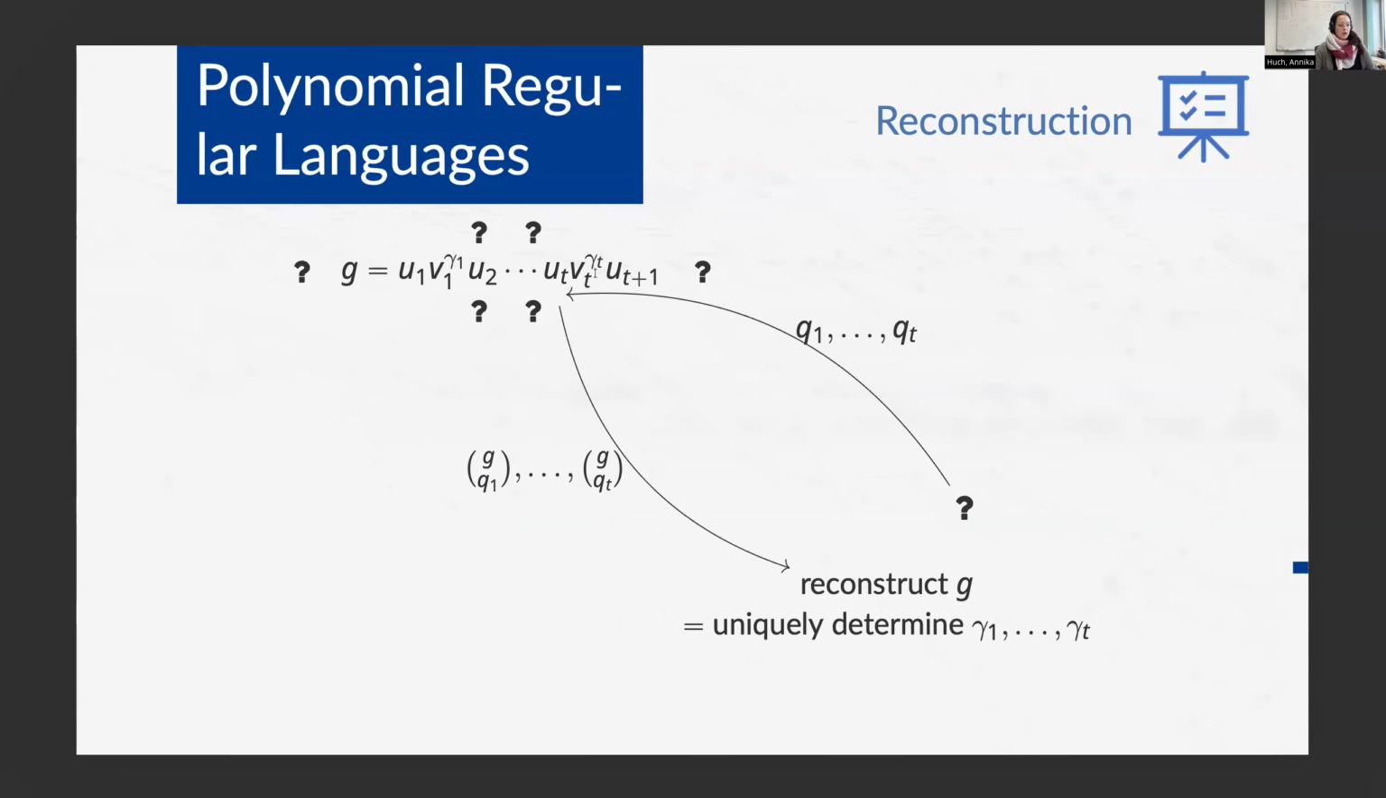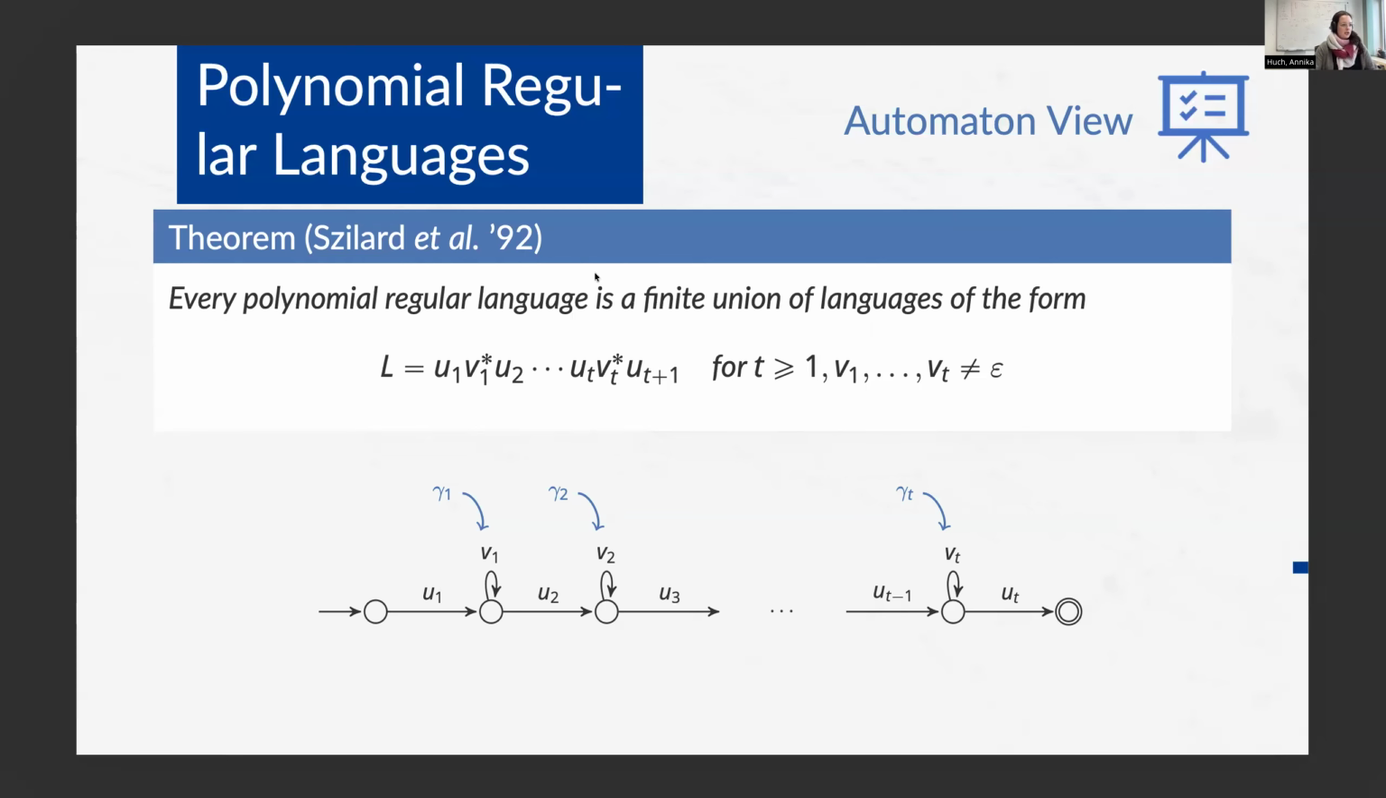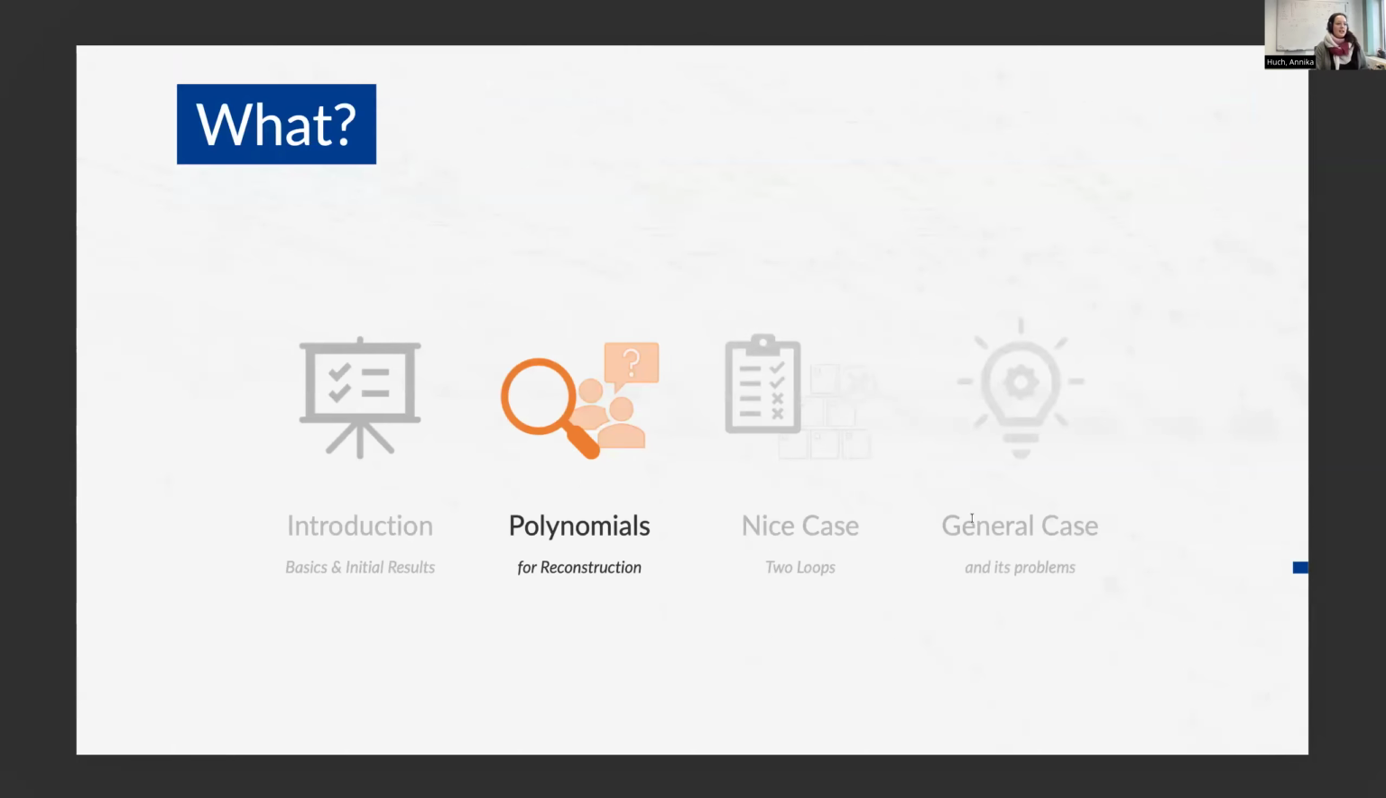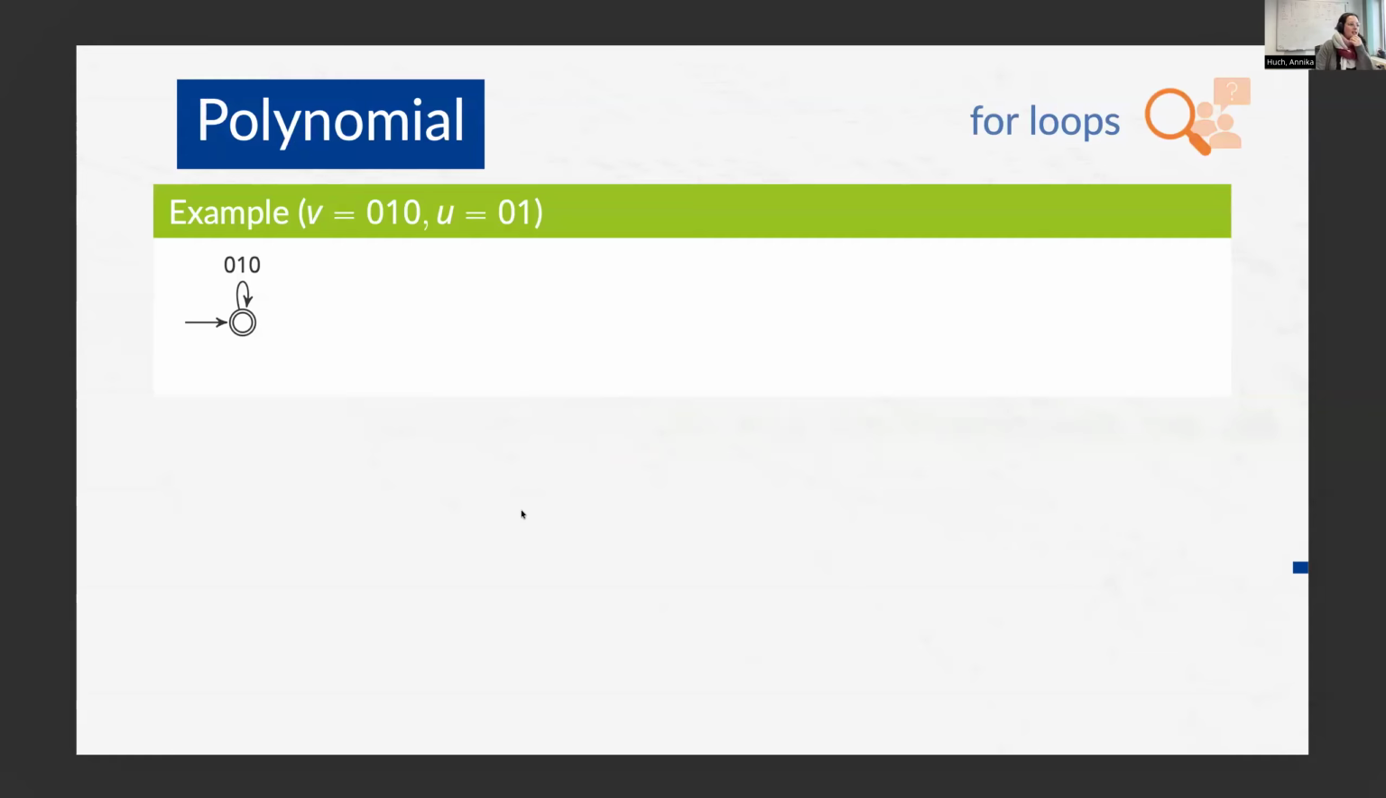So how often did we take the loop in the automaton? For example, one word would be going here, taking this loop twice, and then just following the path, just as an example. In order to do so, we first of all translated the queries, because we know the guess word is of a really, really specific form, to polynomials. What does this mean? Let's do an example first.